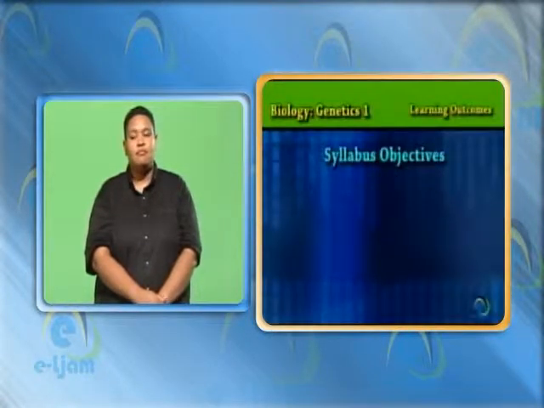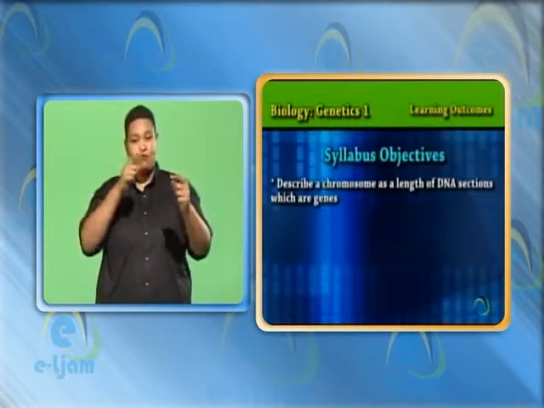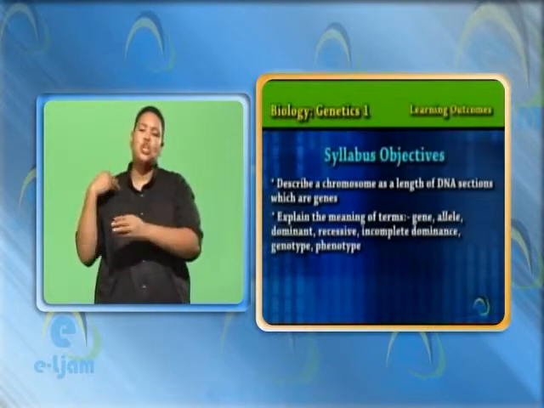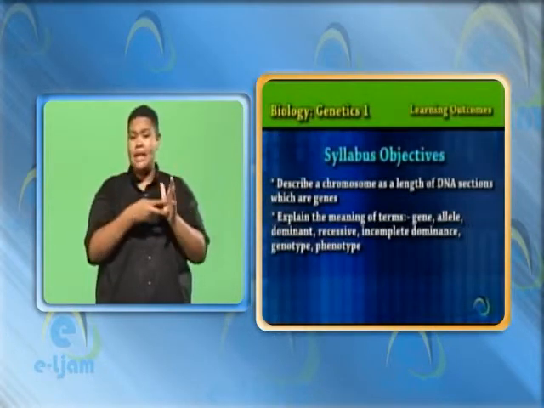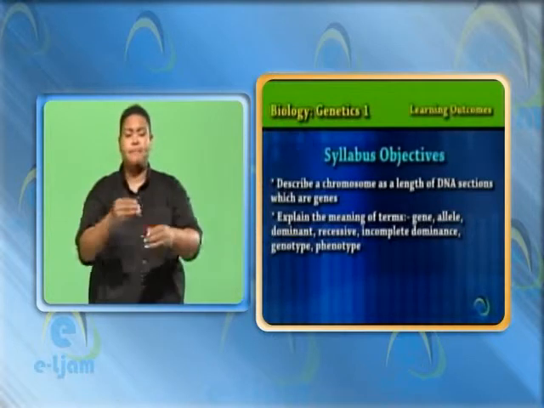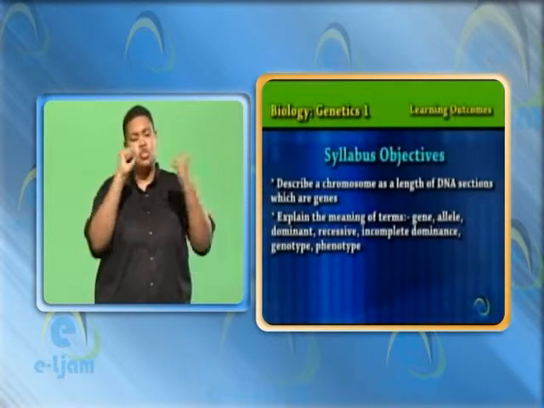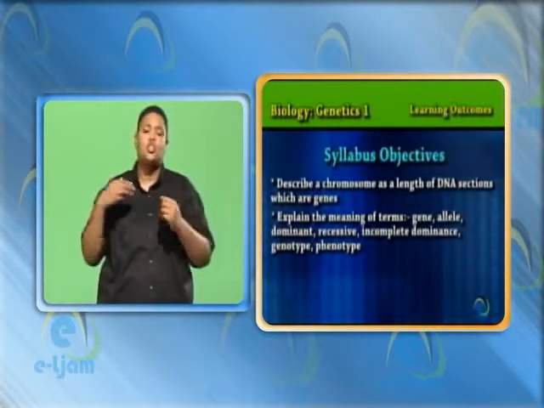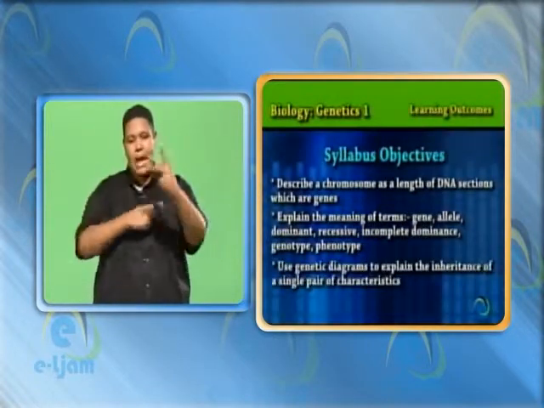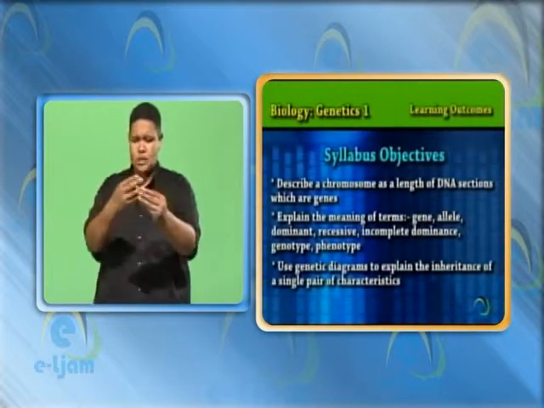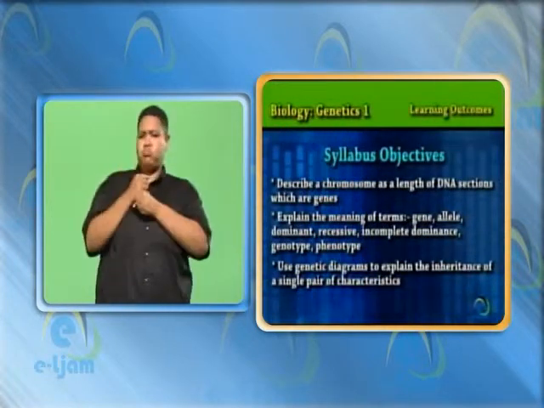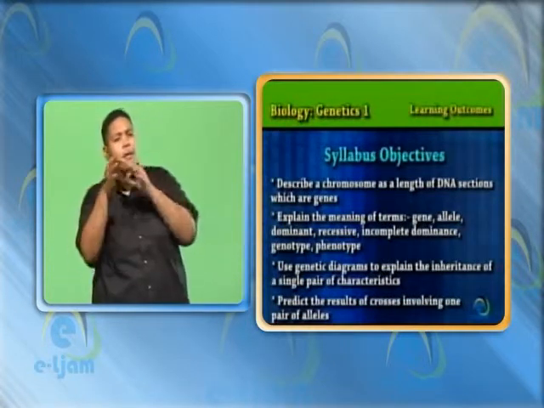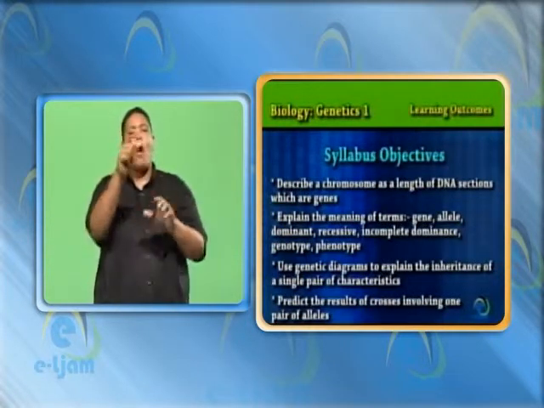Syllabus objectives. Describe a chromosome as a length of DNA, sections of which are genes. Explain the meaning of the terms gene, allele, dominant, recessive, incomplete dominance, genotype, phenotype. Use genetic diagrams to explain the inheritance of a single pair of characteristics. Predict the results of crosses involving one pair of alleles.